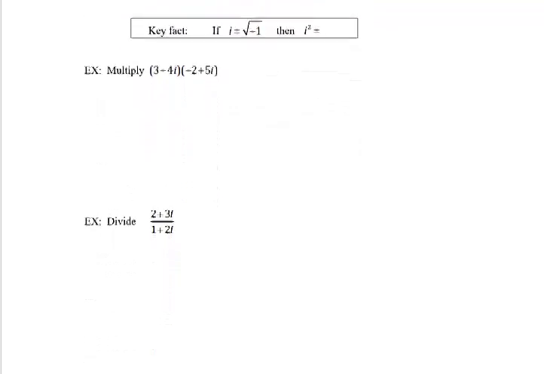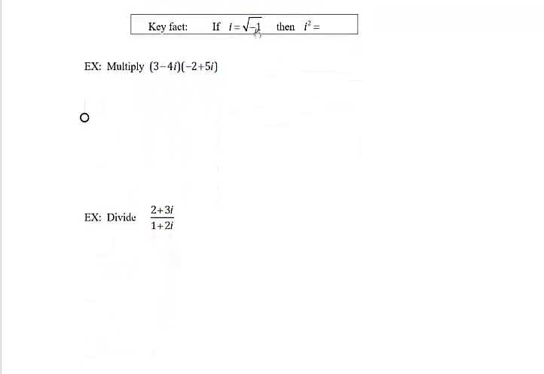And before I do that example, I do need to point out one key fact here. Remember the definition of i, the square root of negative 1. Well, what would i squared be equal to? It's pretty simple. Squaring a square root simply makes the square root disappear. That means i squared must be negative 1. Keep that in mind as we go through our example.